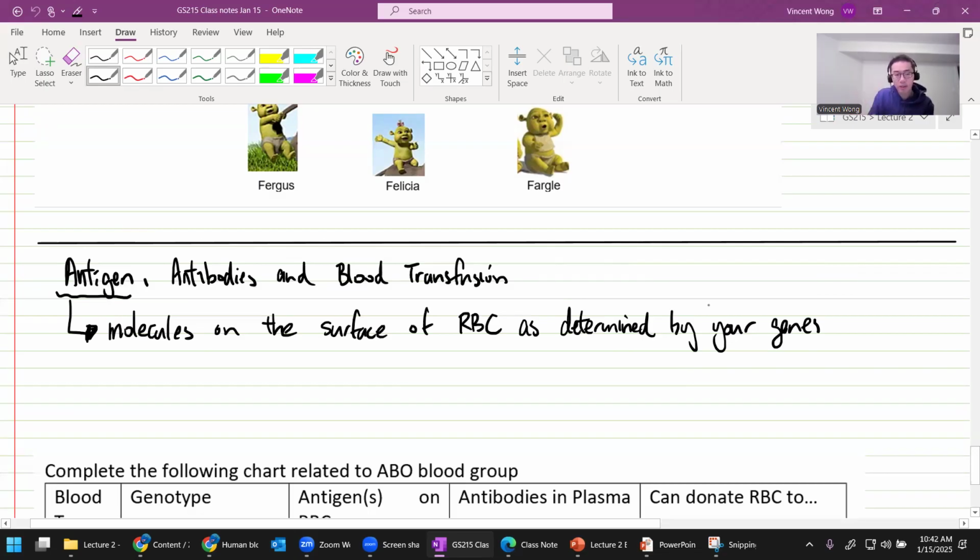And also, I should mention, antigens are not just on red cells, they are on all your cells. But when it comes to blood type, we're only interested in the ones that are found on your red cell. Okay?